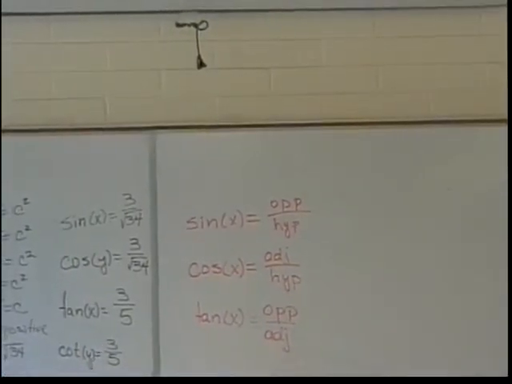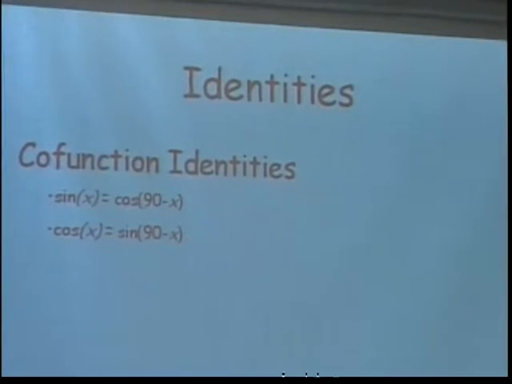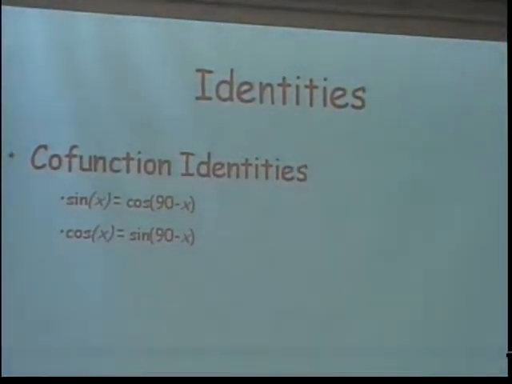Yeah, here they are, cofunction identities, are you ready? The sine of x is equal to the cosine of 90 minus x. Well, that's what this was. Here was the sine of x. Y was the same thing as 90 minus x, so the cosine of 90 minus x would be exactly the same.